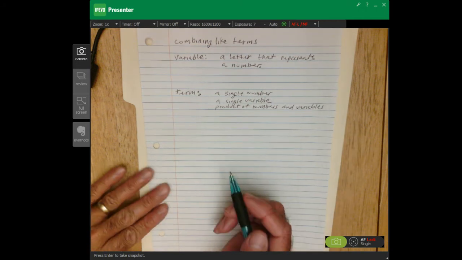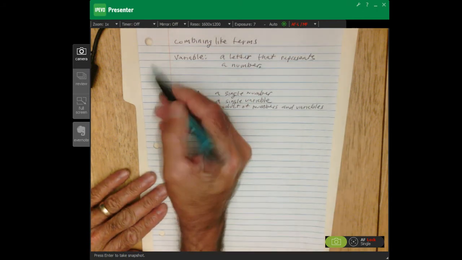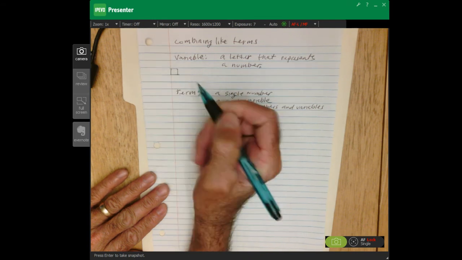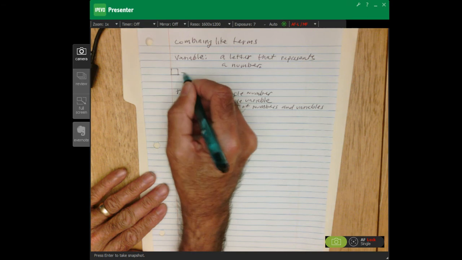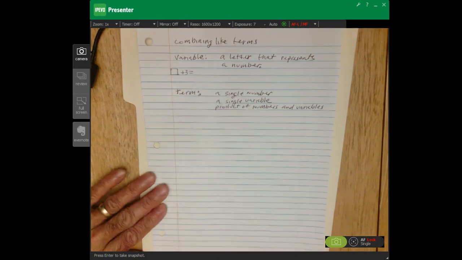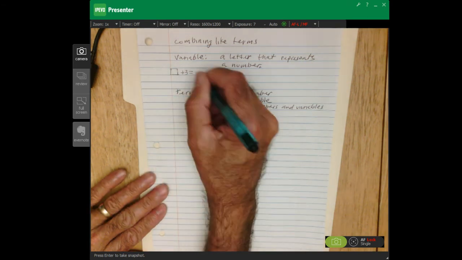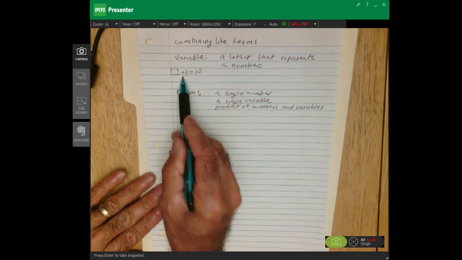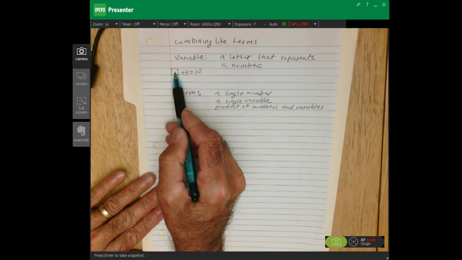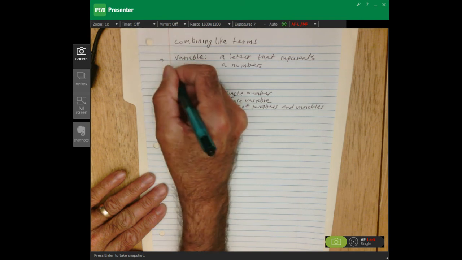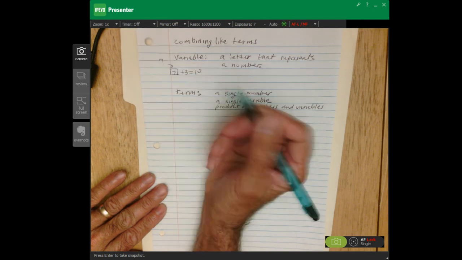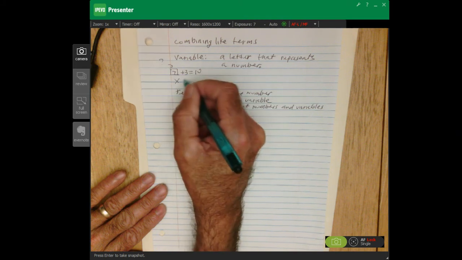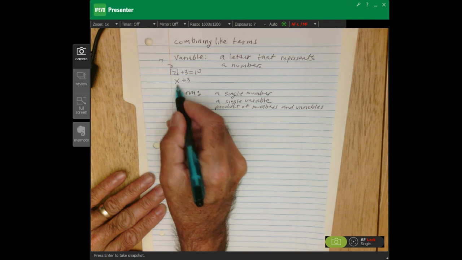The earliest you were introduced to variables, they weren't letters. So for instance, when you were first learning about arithmetic, how to add and subtract, you might have gotten something like this. An empty box plus 3 equals 10. You had to figure out what goes in there. That's your unknown. What goes in there? It was 7. So now instead of using a box, we're going to use a letter.